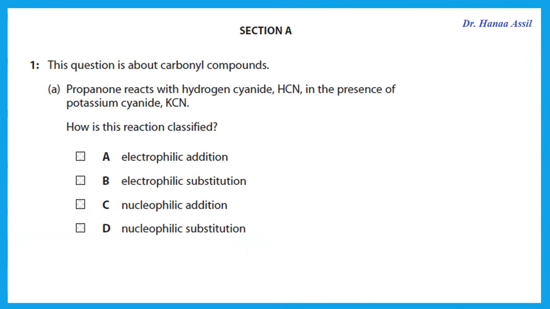This question is about carbonyl compounds. Propanone reacts with hydrogen cyanide in the presence of potassium cyanide. How is this reaction classified?